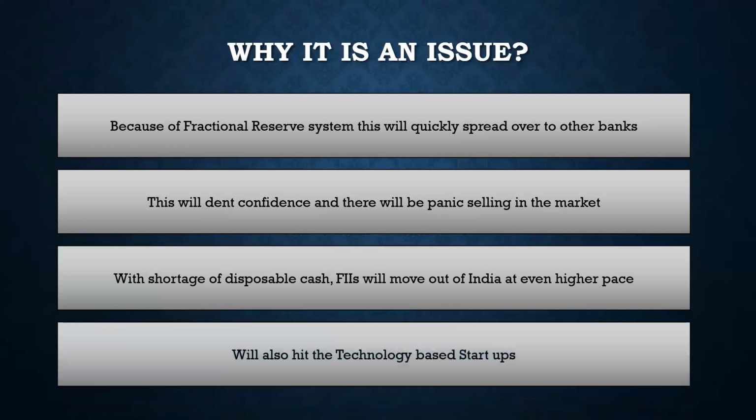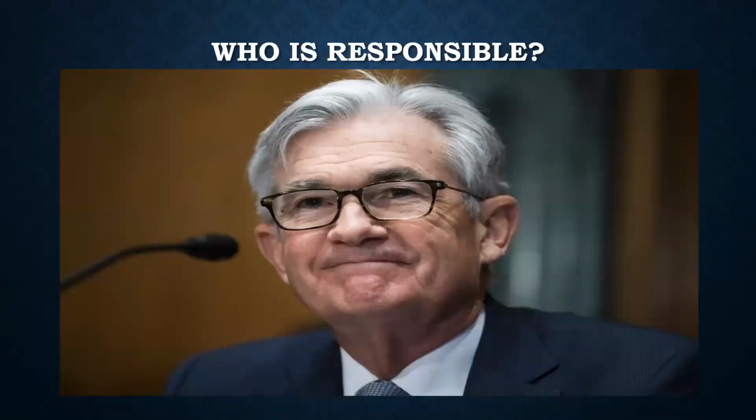Moving on, this will also hit the technology-based startups, as I mentioned, OpenAI, ChatGPT. This sort of startup will also get hit because their hard-earned money will also be with that bank because of the very nature of its business, and they would also lose a lot of money, right? So it would create panic among their employees as well. Who is responsible? This is the person, right? And his name is Jerome Powell.